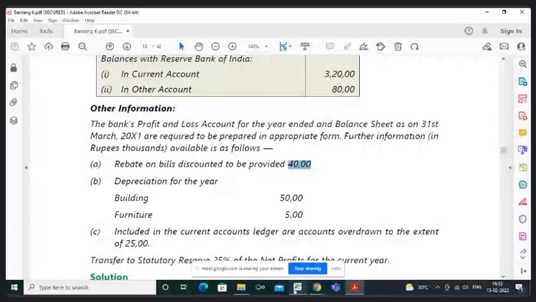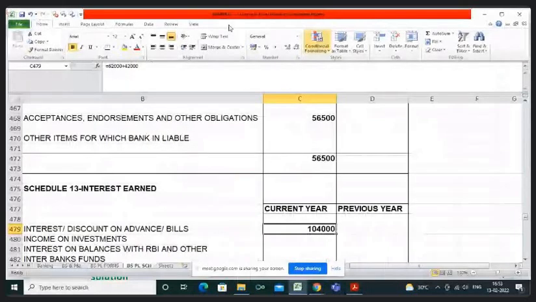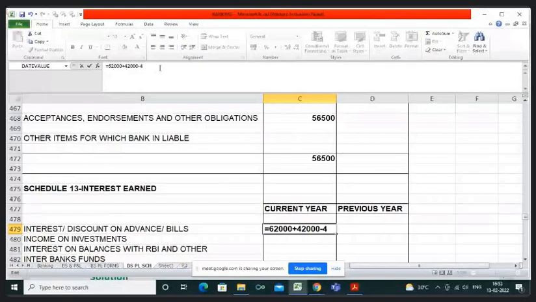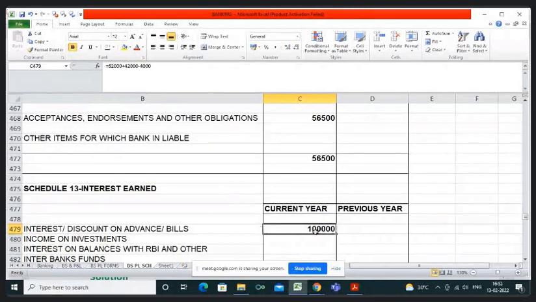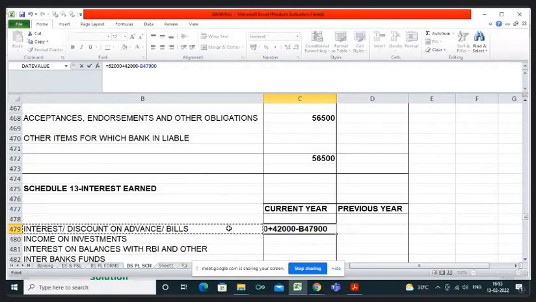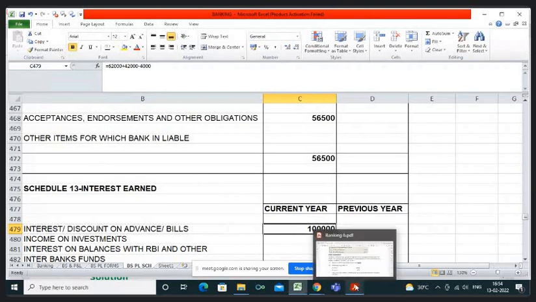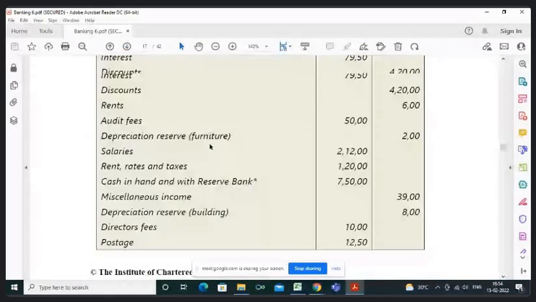So here how can we show that? We can show it as a minus or deduction. 4,000 is a rebate. This rebate will be taken to the credit of next year's profit and loss account. So we have to deduct it now. So the net amount will be 100,000: 62,000 interest credit, 42,000 discount credit, minus discount rebate 4,000. So that will be 100,000. So discounts you have taken care of.